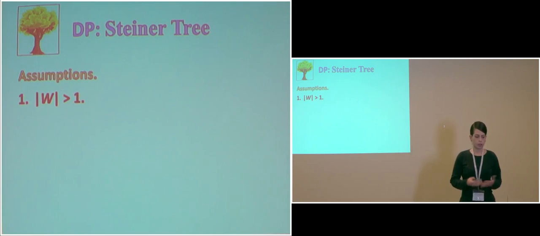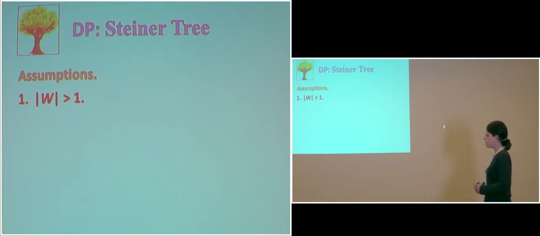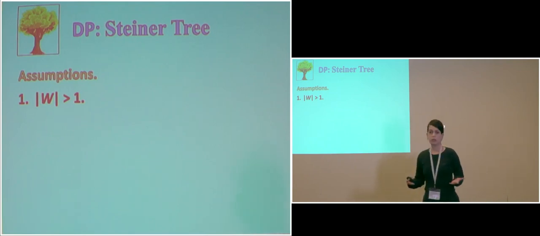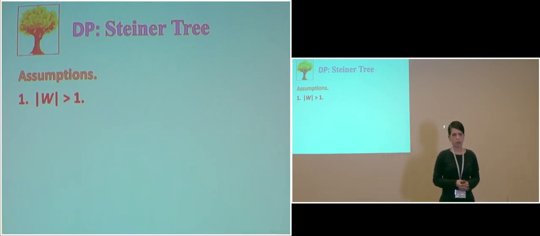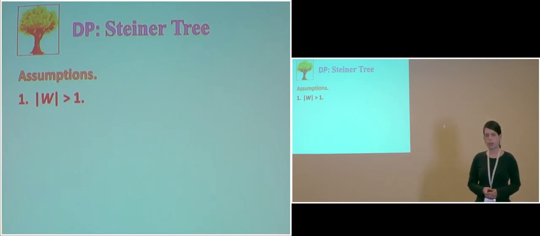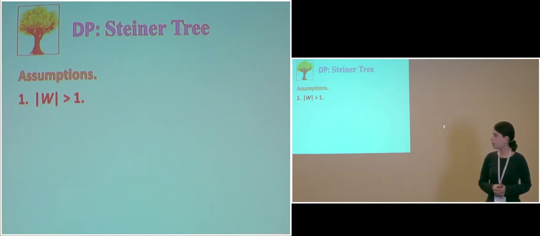So in order to develop this dynamic programming algorithm, we need to use several assumptions. The first assumption that we are going to use is that in our terminal set, we have at least 2 terminals. If we don't have any terminal at all, or if we have 1 terminal, then the problem is trivial. If we just have 1 terminal, then just pick that as your tree. And that's it. So now let's assume that we have at least 2 terminals.